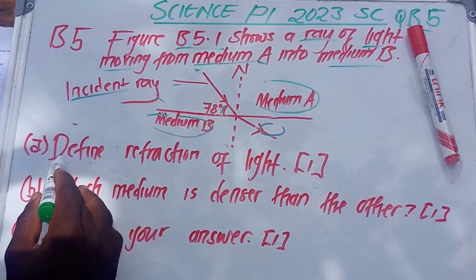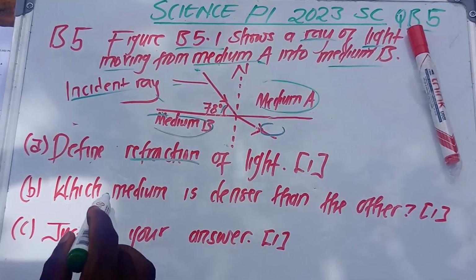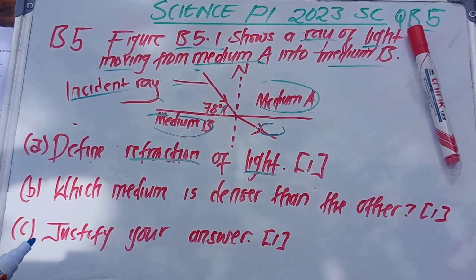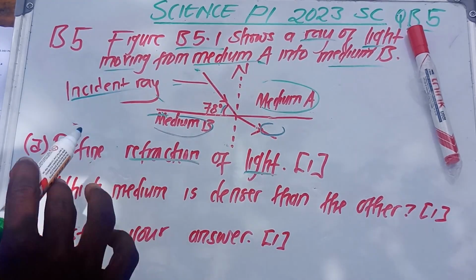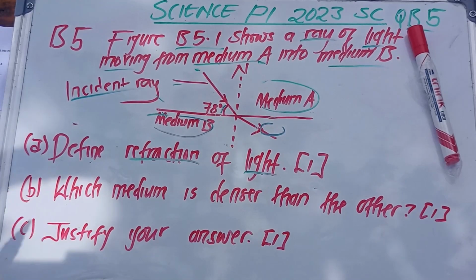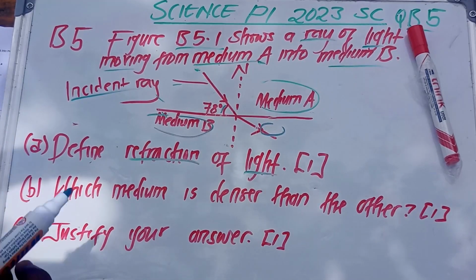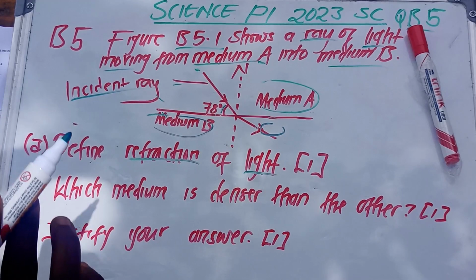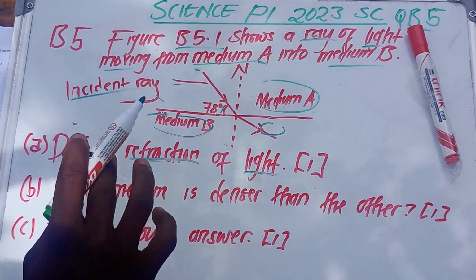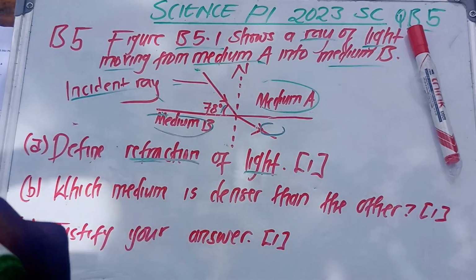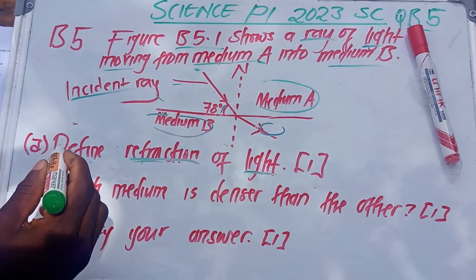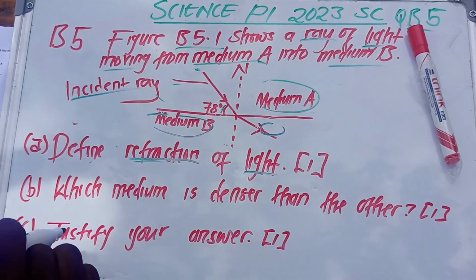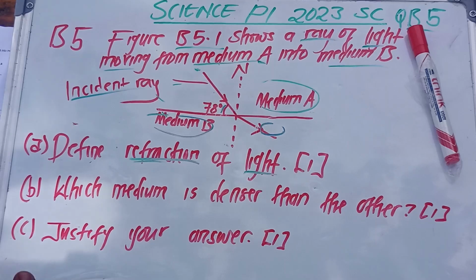Question A: define refraction of light. So we have been told to define what refraction of light is. Whenever you talk about refraction, it is different from reflection. Reflection is the bouncing back of a light ray as it strikes a certain medium. But refraction is not a bouncing back, it's just the bending of a light ray as it passes from one medium to another. So that is basically what refraction of light is.